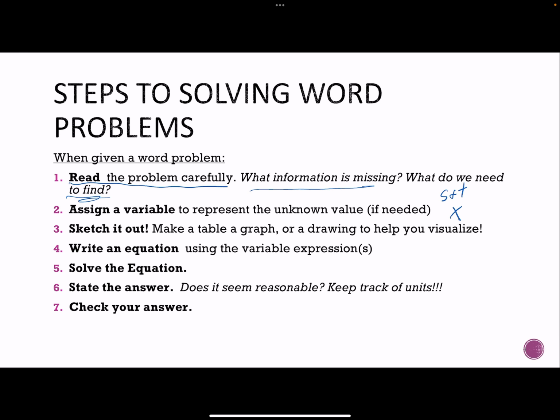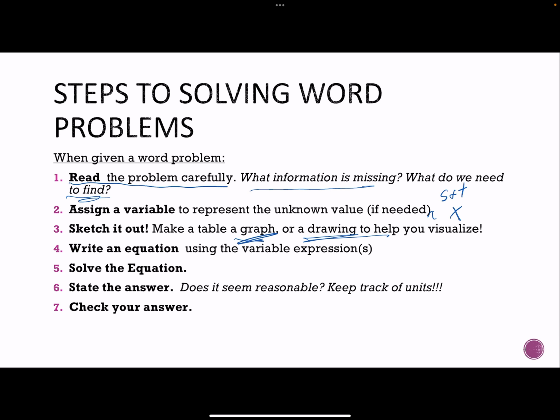Sketch it out. Do you need to make a table or a graph or a drawing, right? It could be the ugliest, little drawing. I'm not here to judge your art skills, but I would suggest that you sketch it out. Next, you want to write an equation using your variable expressions. That's if you decided that you needed to assign a variable. Solve your equation and state your answer.